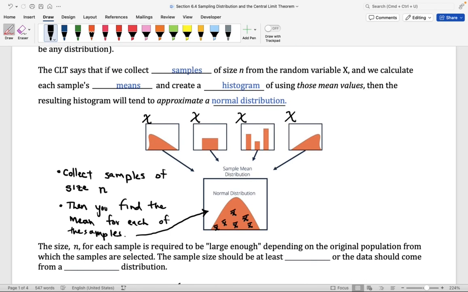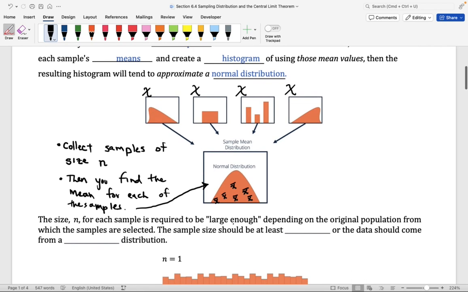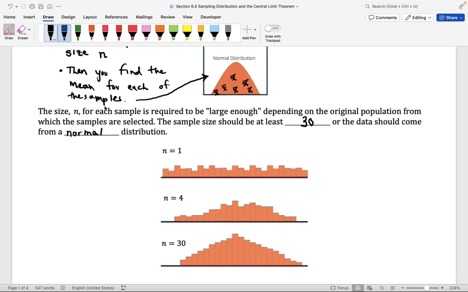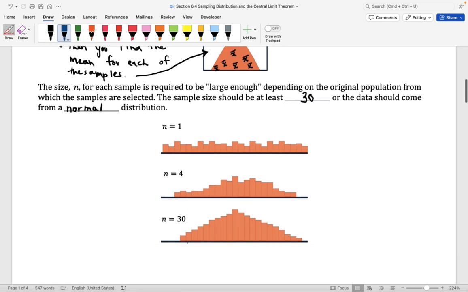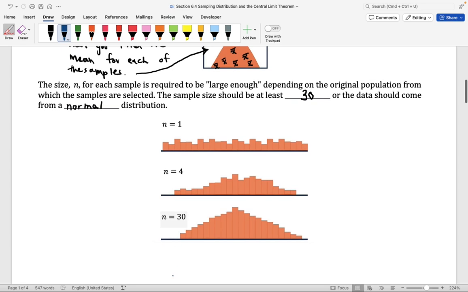Now, let's talk about the conditions for the central limit theorem. The size n for each sample is required to be large enough. The size of those samples is required to be large enough, and this is going to depend on the original population from which the samples are selected. Now, the rule of thumb is that the sample size should be at least 30 or more, or we need to know that the data came from a normal distribution. The idea here is that as n increases to infinity, as the sample size increases, we're going to start seeing a normal distribution. Here, the bigger the sample size, the better.